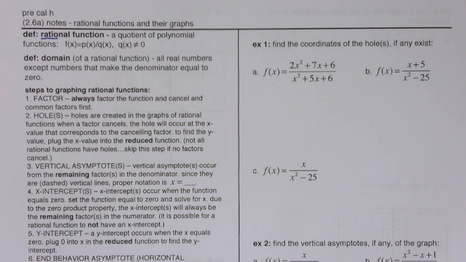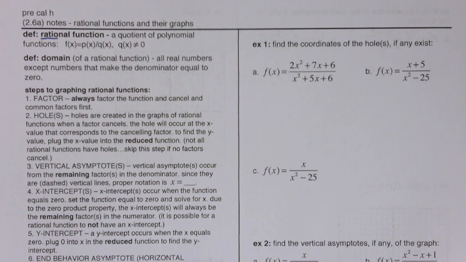Steps 4 and 5 are intercepts. These are just easy points to find. You don't have to find intercepts, but like I said, they're the easiest points to find. So x-intercepts occur when the actual function equals 0. So you set the function equal to 0 and solve for x.